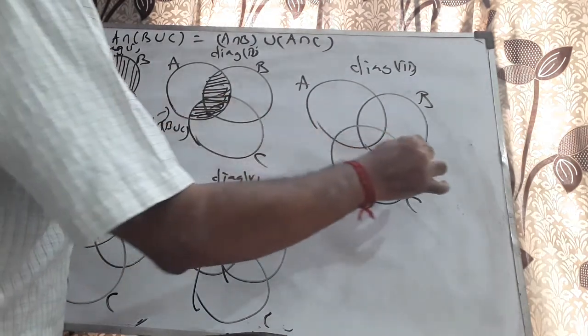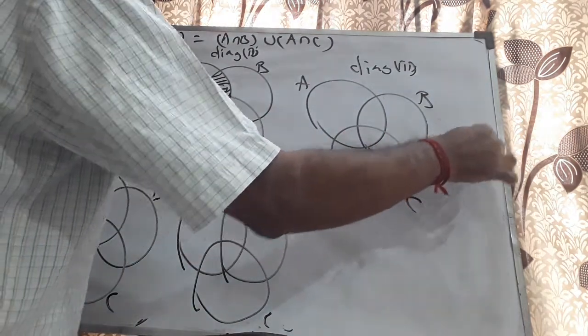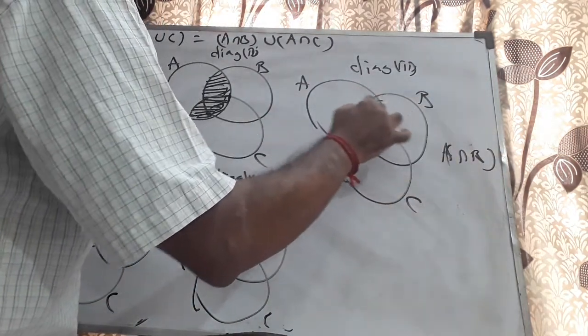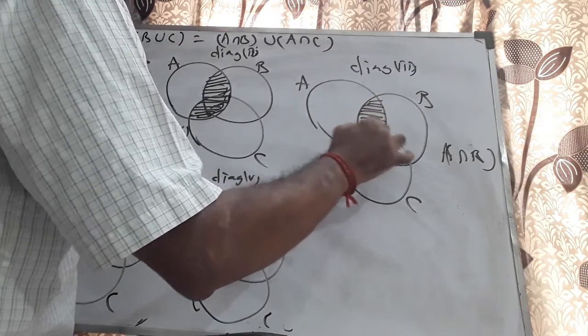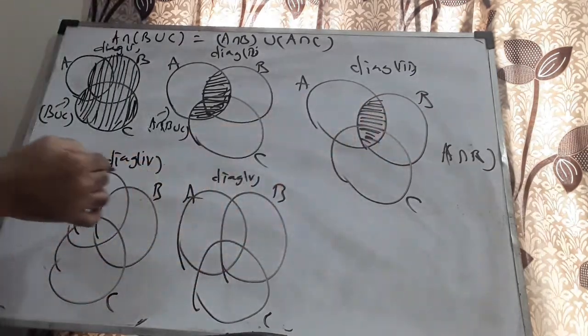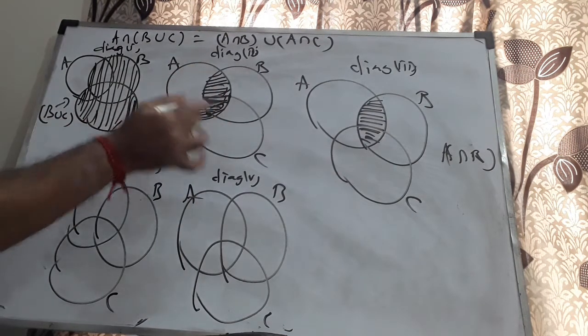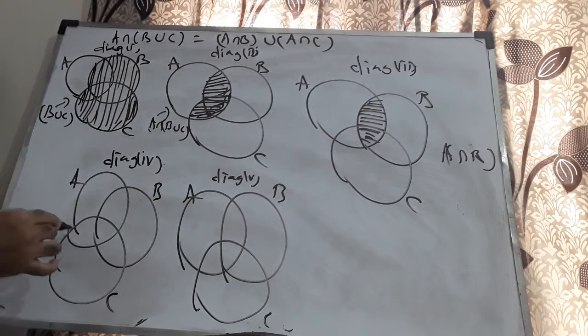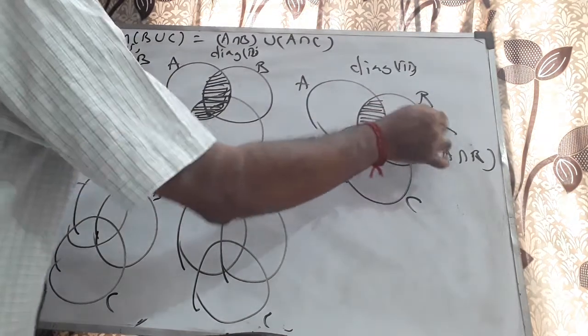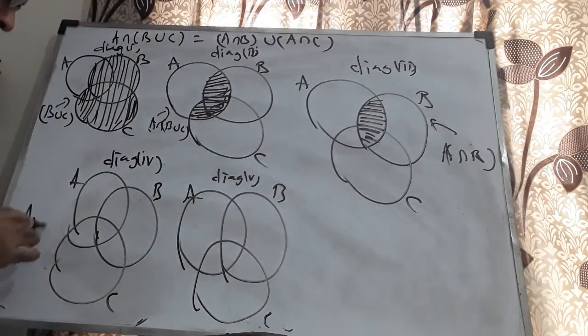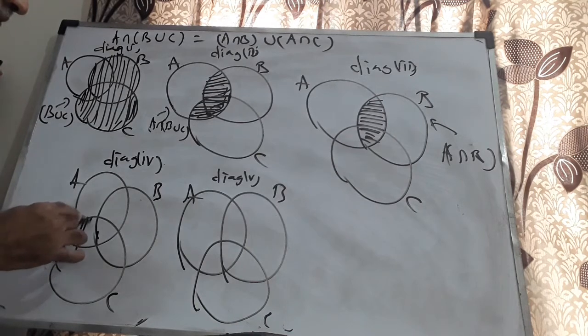This is the second. The third one is A intersection B. Only this much. Then I have A intersection C. Let me think about A. This is my A intersection B. This is my A intersection C. A intersection C is this much.